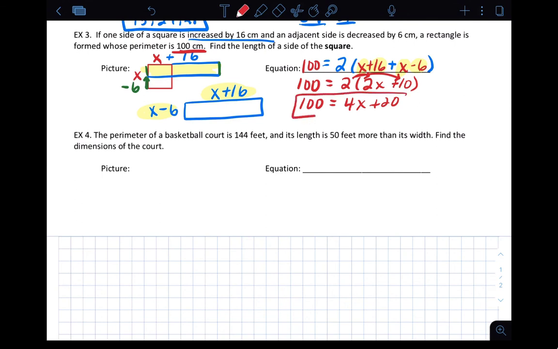This right here is a really great equation for trying to find the value for x, which is the side of the square. I'm going to go ahead and quickly solve this. So just sit back, relax, and enjoy the show.